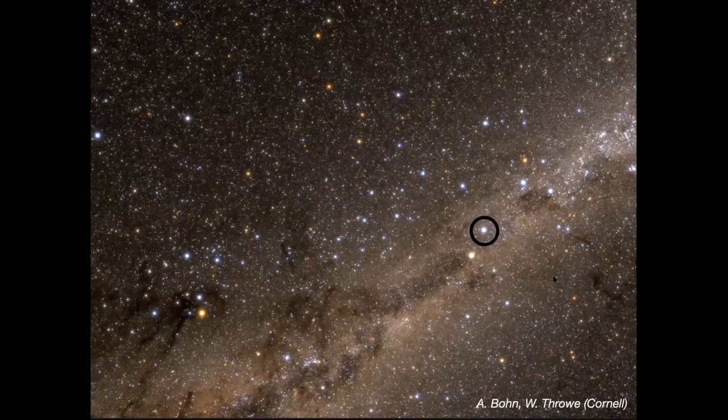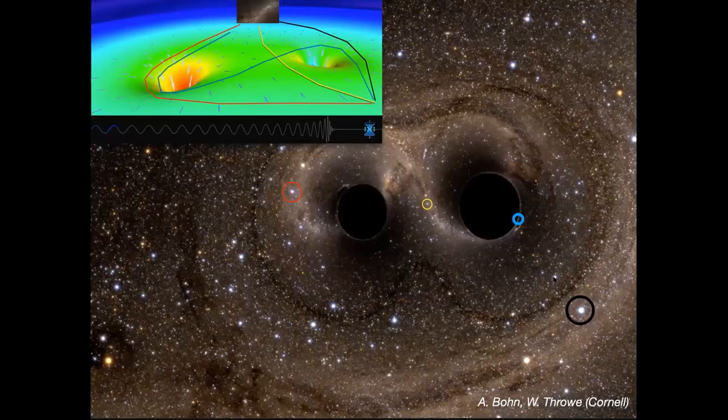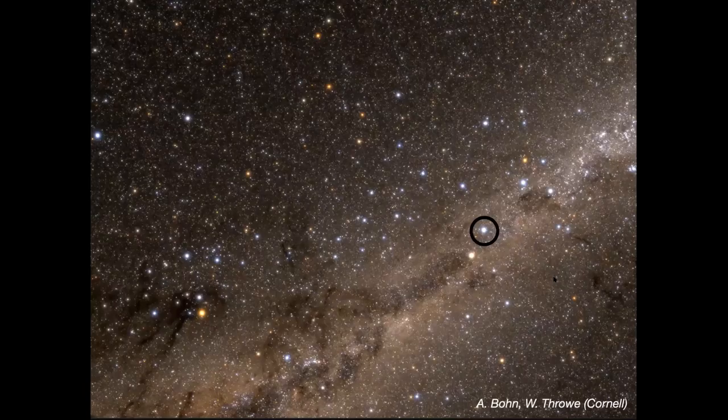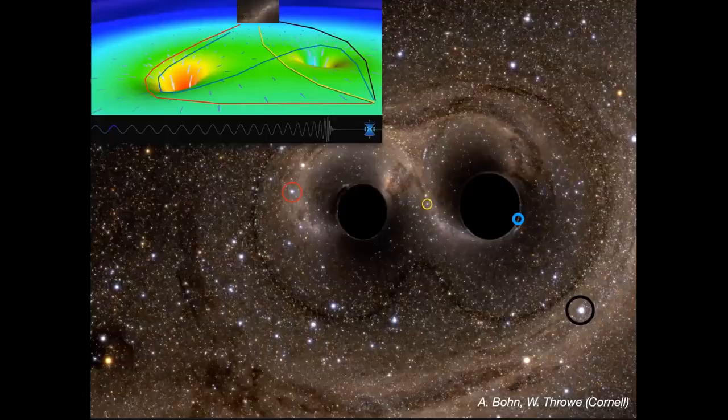I thought it's always good to have another nice movie somewhere throughout the talk. So this is an image of a star field, actually of the Milky Way, as it normally looks, and as it would look if you put a binary black hole in front of it. So this particular star I'm highlighting here is now visible at a different location, because the light coming from that star to us is now bent around the two black holes on its way to Earth.